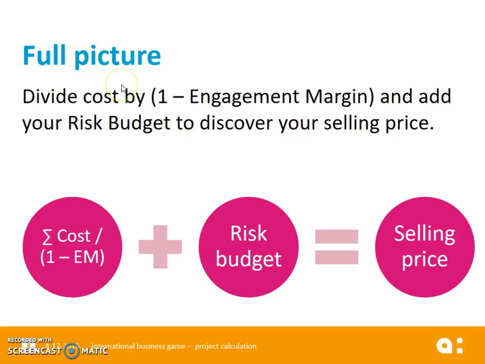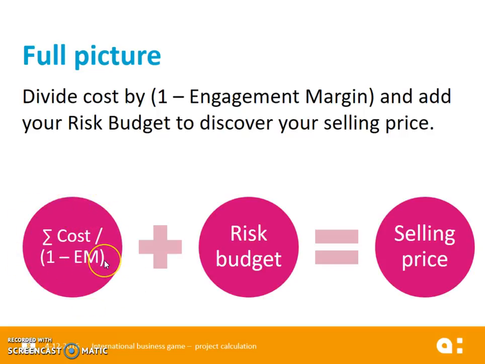To give you the full picture then of what you should charge to your customer, well, you should decide on the margin you want. The formula to go from cost to selling price is total cost divided by 1 minus your engagement margin. For example, your engagement margin is 30%, so it's then 1 minus 0.3. But you would make an error if this would just be your selling price.